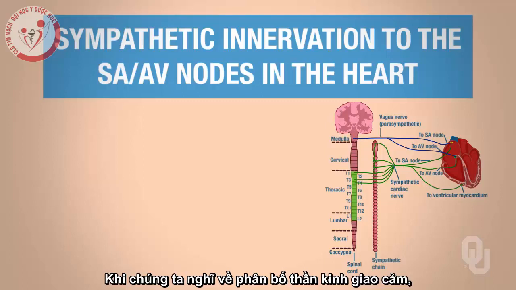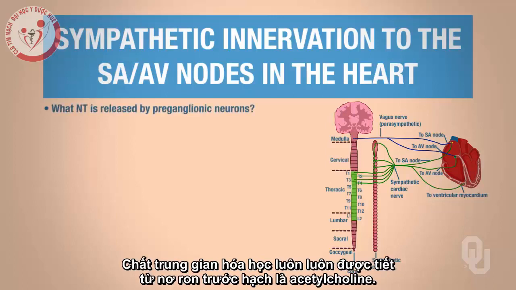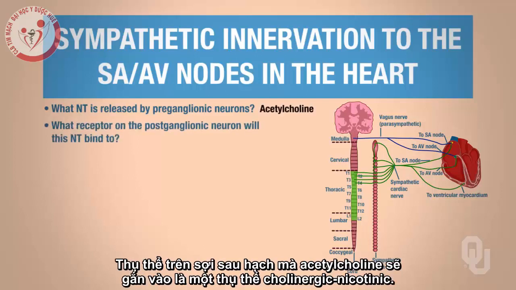When we think about sympathetic innervation, I'm going to take you back to previous chapters when we talked about preganglionic neurons. The neurotransmitter that is always released from a preganglionic neuron is acetylcholine. The receptor on the postganglionic neuron to which acetylcholine will bind is a nicotinic cholinergic receptor.